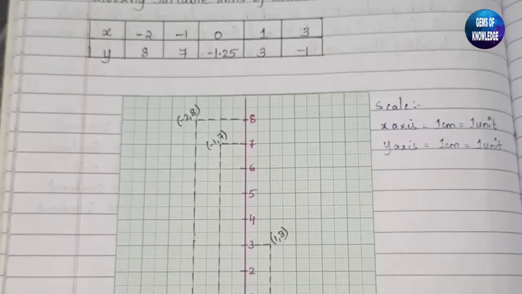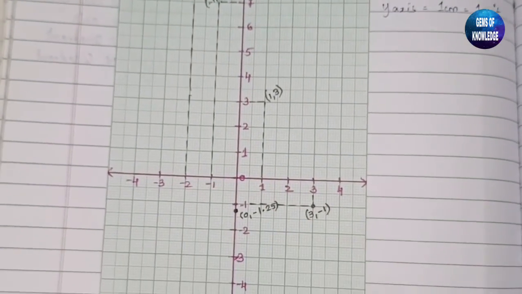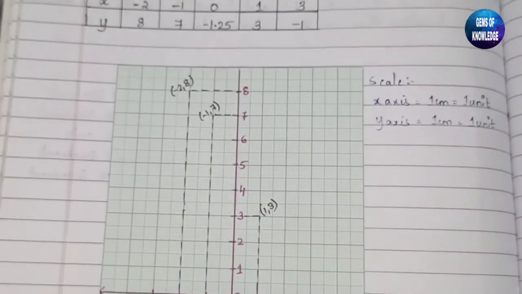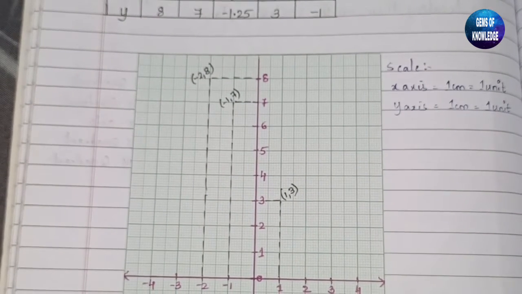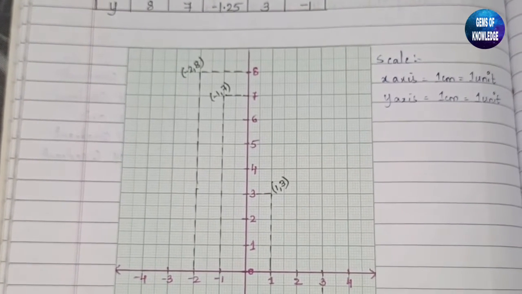So that's all here. This exercise is completed, as well as the whole chapter on coordinate geometry. I hope you have understood this. If you have any doubts regarding this, you can comment down below.